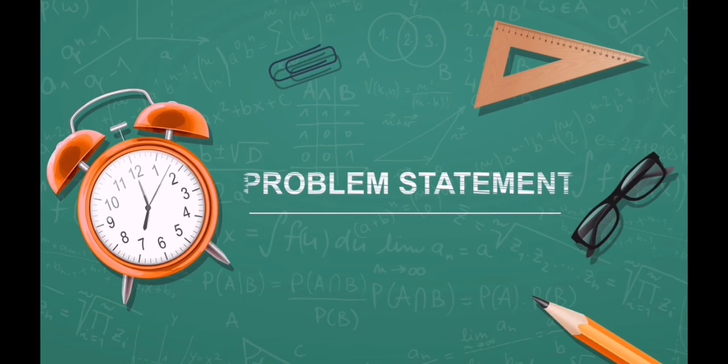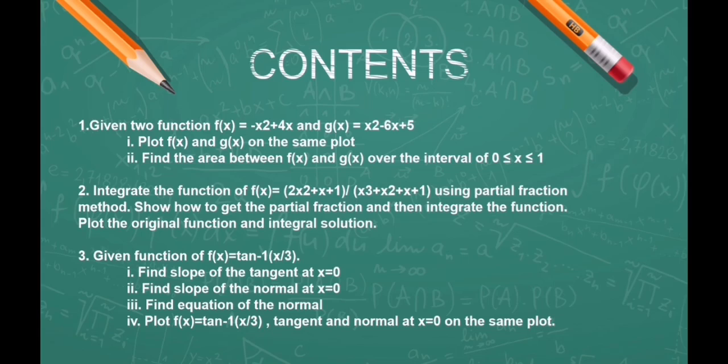We are given 3 questions to be solved. In the first question, we are given 2 functions, f x and g x. The f x equation is negative x squared plus 4x, and the g x equation is x squared minus 6x plus 5. From this question, we need to plot f x and g x on the same plot. Second, we need to find the area between f x and g x over the interval 0 less than x less than 1.